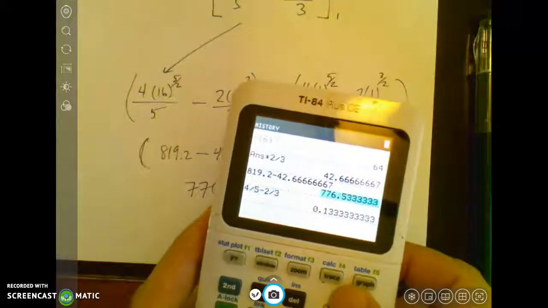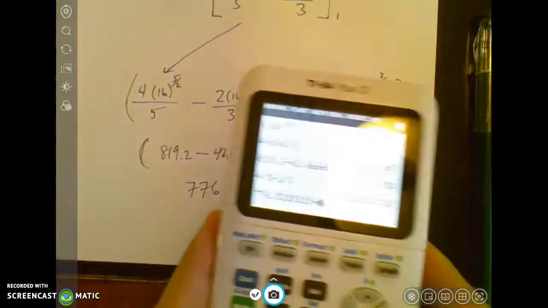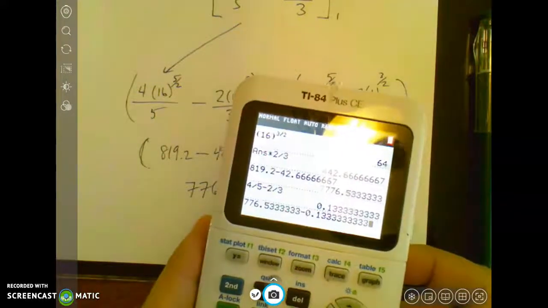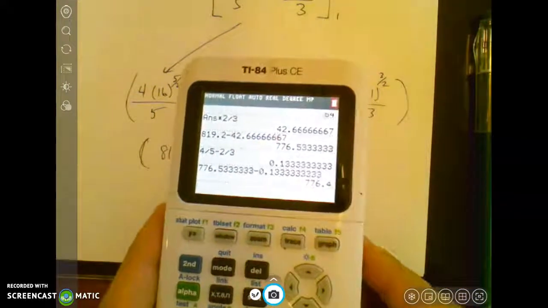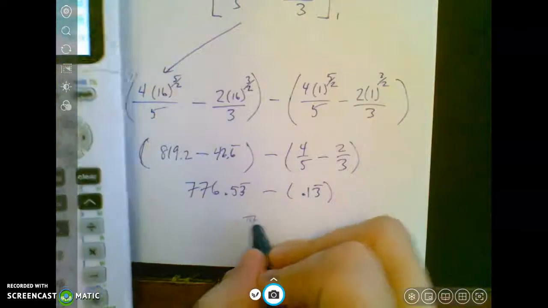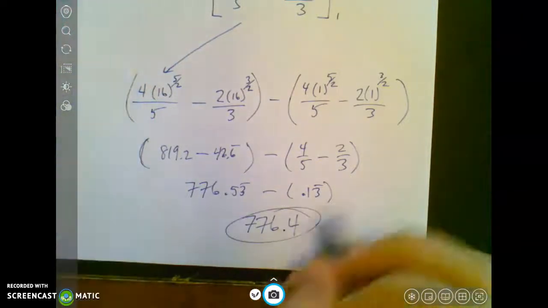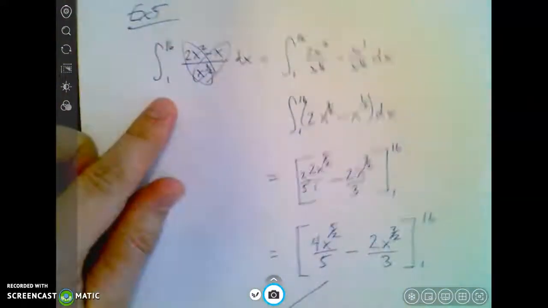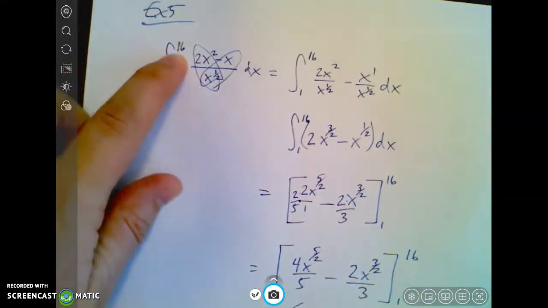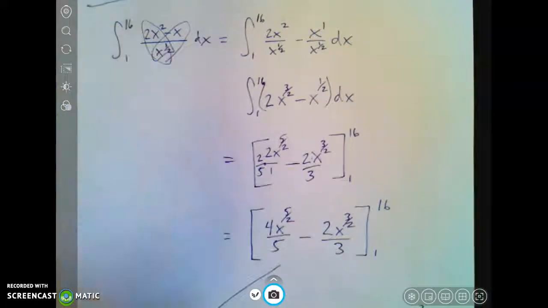Okay, now what's cool about these calculators, you can just scroll back up, right? So now I'm taking this guy minus this guy. And I hit equals, and you get exactly 776.4 is the area under that crazy curve. I don't even know what that looks like, but from 1 to 16, the area under that curve is that.